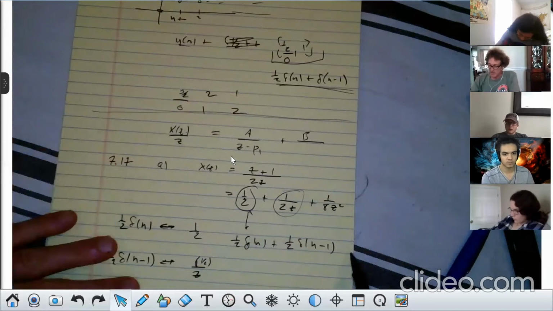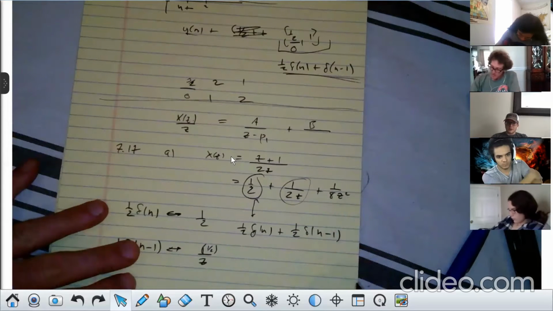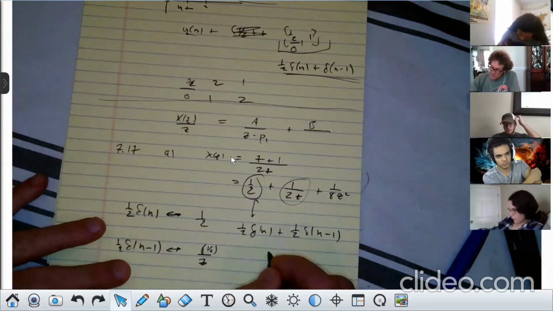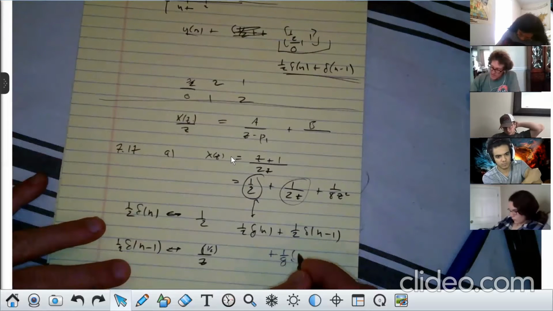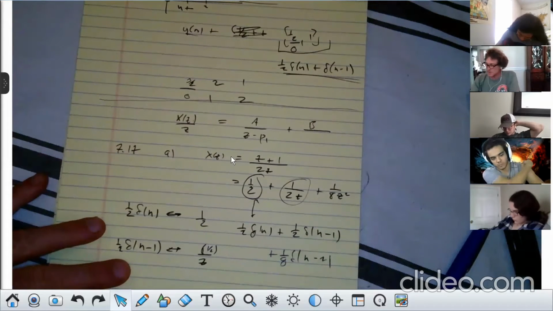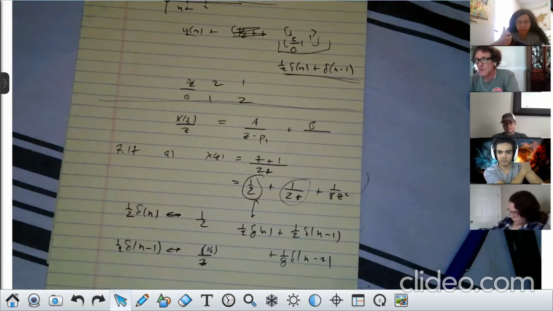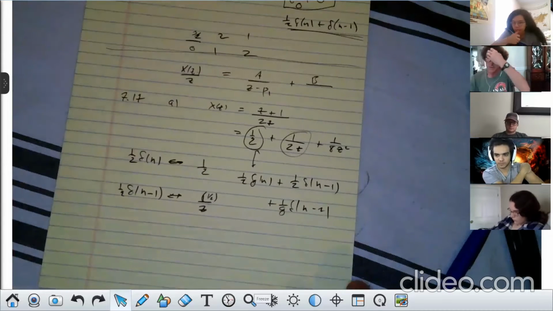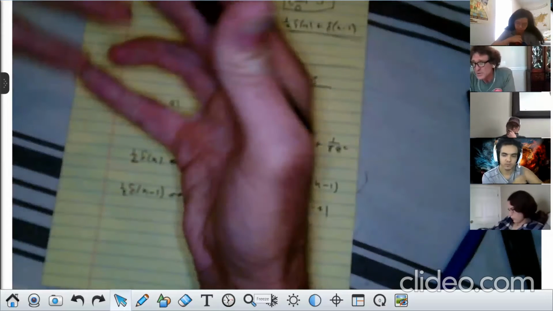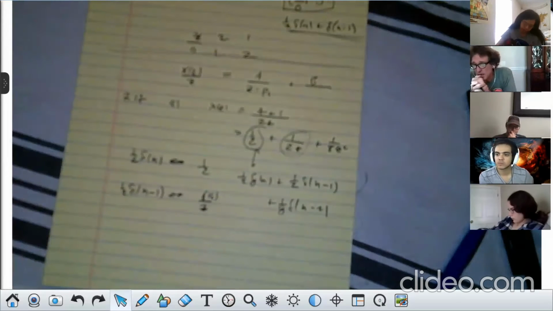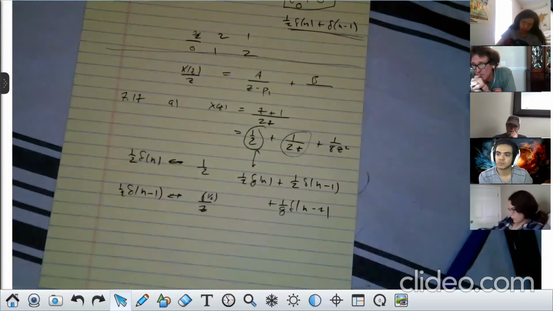Would it be 1/8 delta of n minus 2? You would add on 1/8 delta of n minus 2. Do y'all see this, class? You see the logic in what I'm doing? All right, so when it's that simple, you don't need to do anything fancy. Just go right at it because it's a see-through problem.